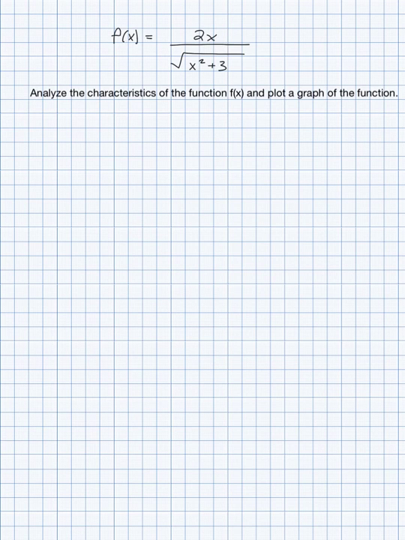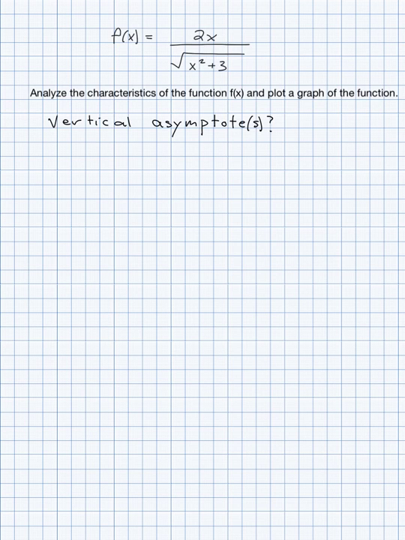Here we want to analyze the characteristics of the function f of x and plot a graph of the function. So our function is 2x over the square root of x squared plus 3. The first thing that I'm going to look at is to see if there are any vertical asymptotes.